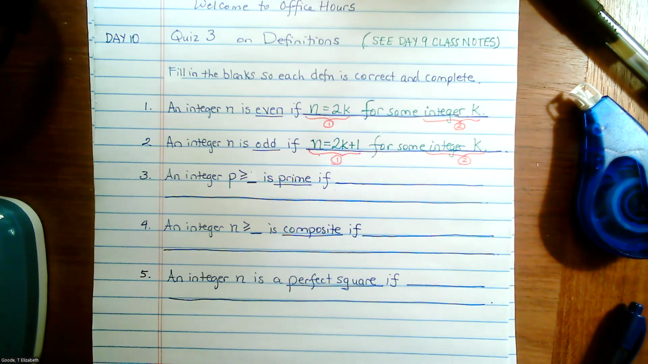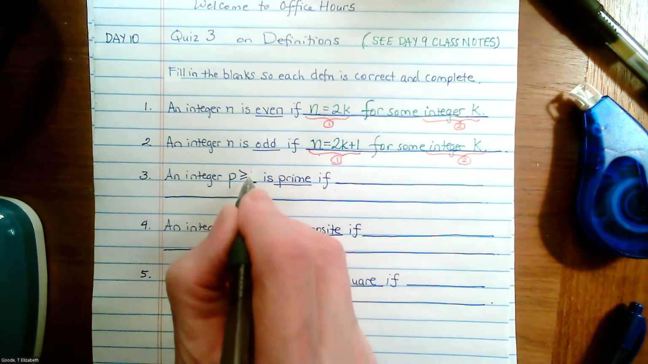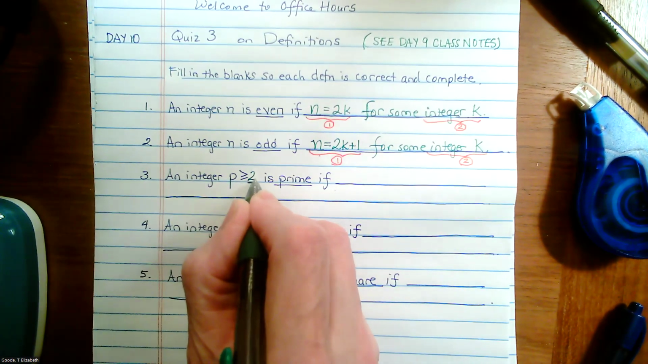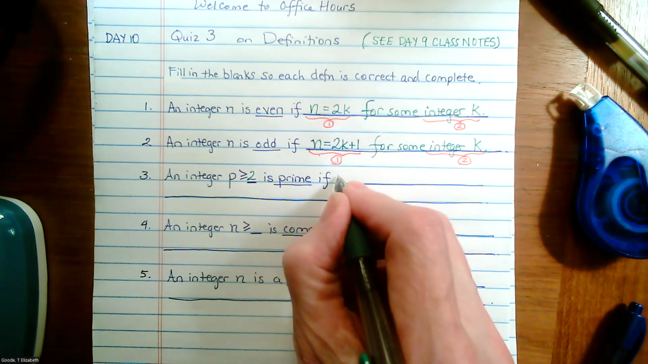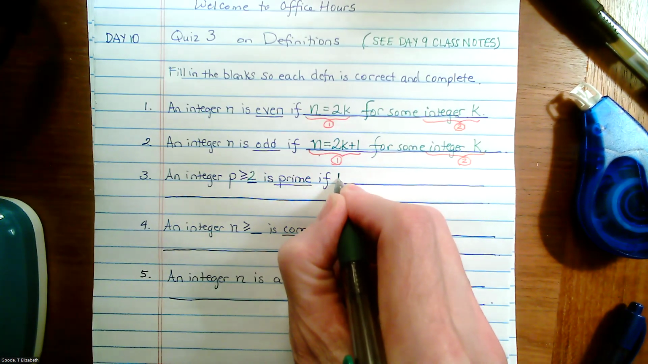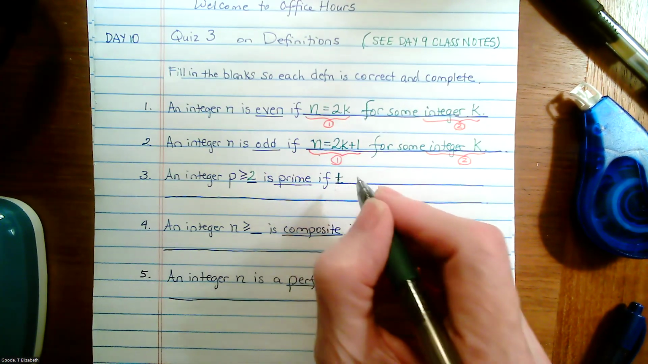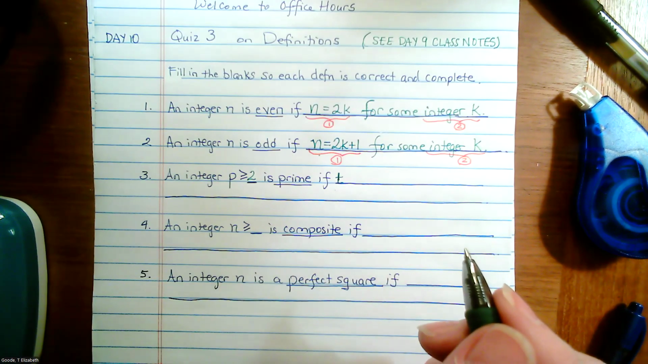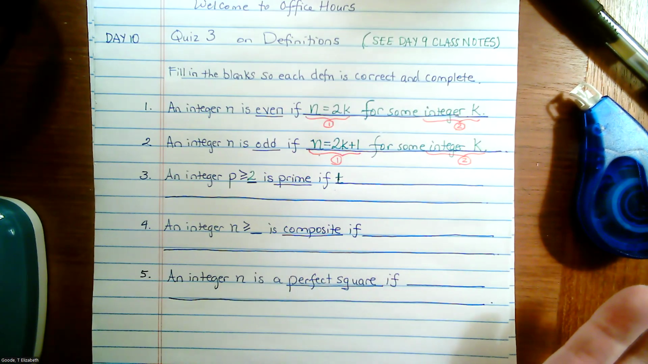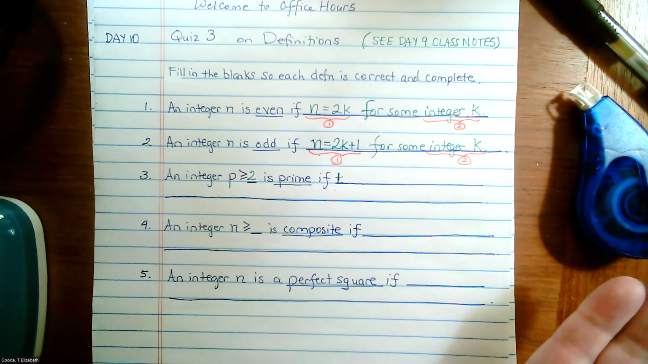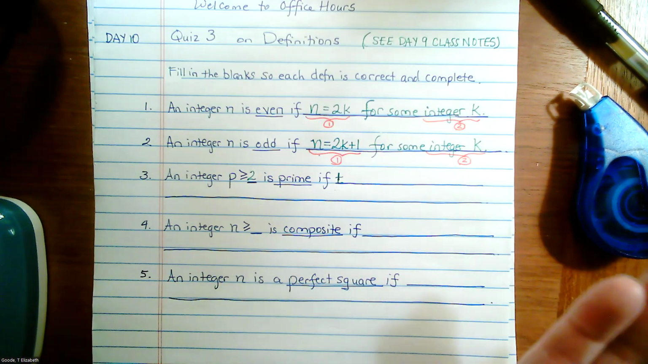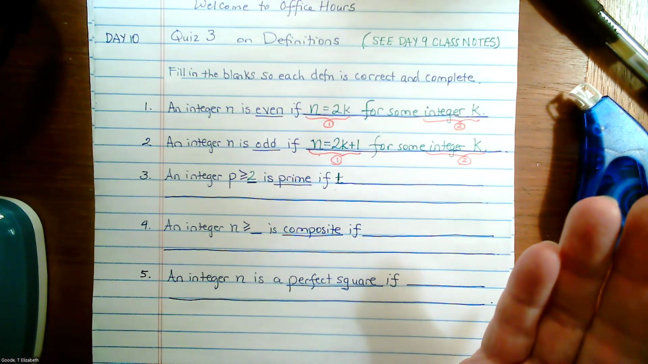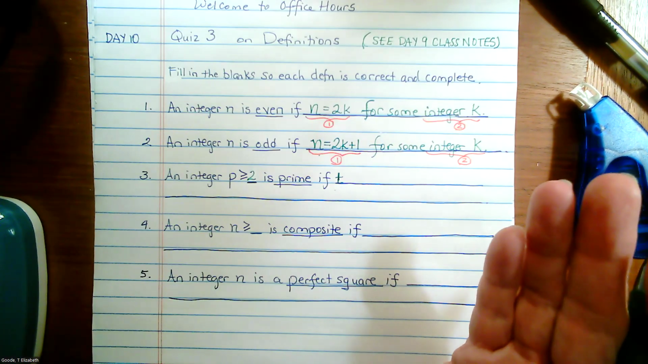Now an integer p greater than or equal to what? 2. Is prime if p is divisible by 1 or itself. And it's not just that it's divisible by 1 or itself, because every real number is divisible by 1 and itself, and certainly every integer is divisible by 1 and itself. It's a little bit more than that.